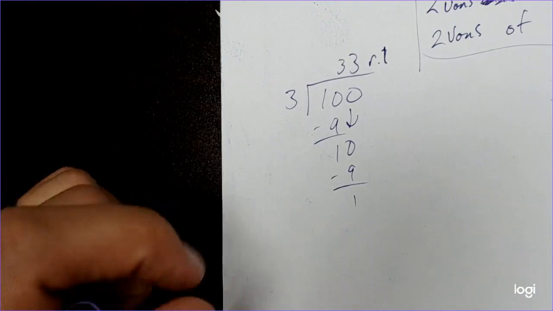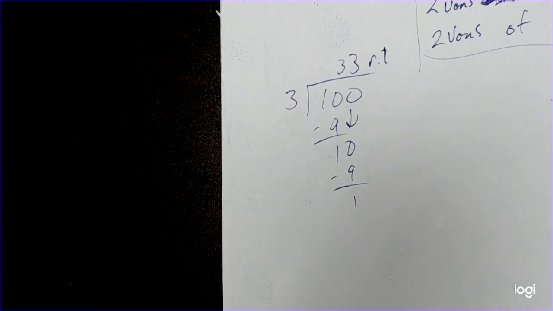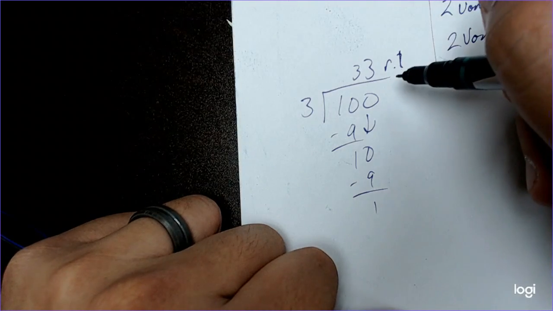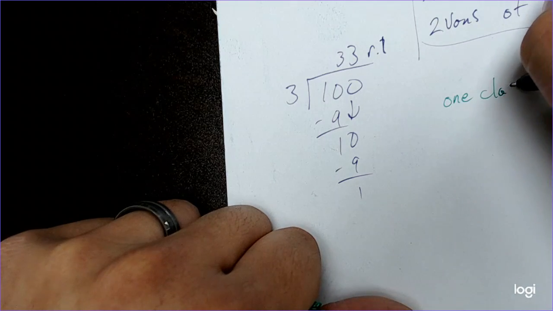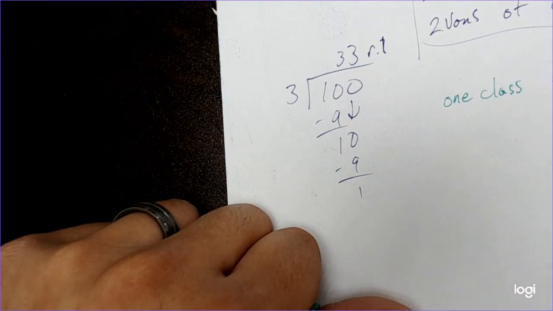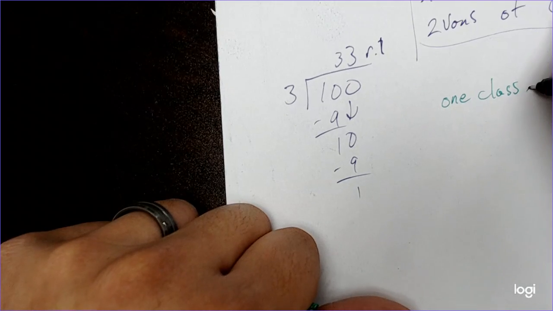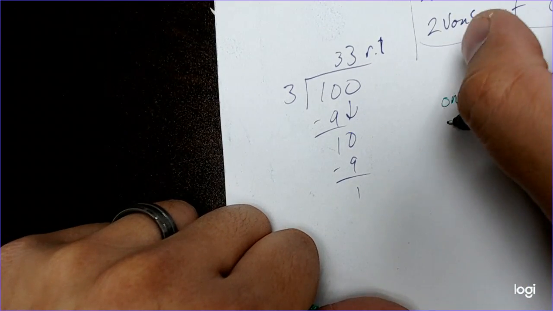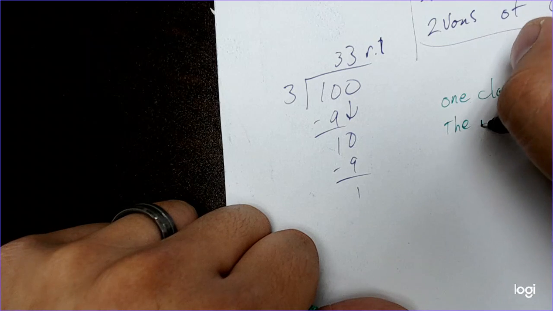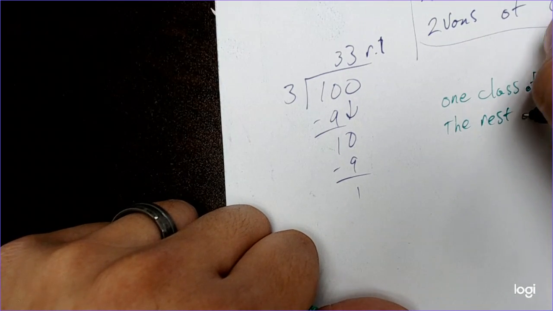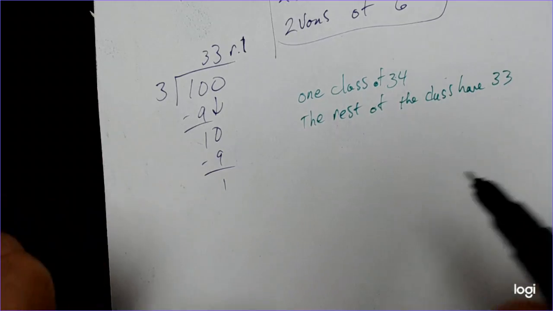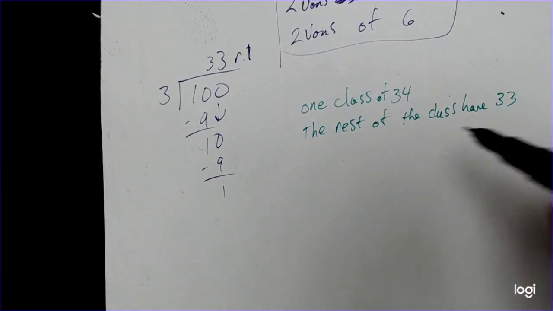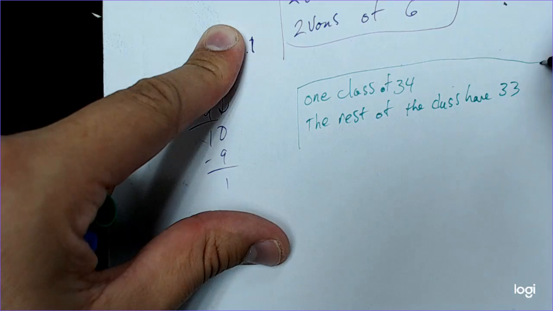So how do I split these 100 kids into 3 classrooms as evenly as possible? Well, one of those classrooms is going to have the remainder. So I can say there's going to be one class of, what's 33 plus 1? 34. One class of 34, and the rest of the classes have 33. Or I could have written the other 2 classes have 33. There's a lot of ways we can express this idea, but that is our final answer.